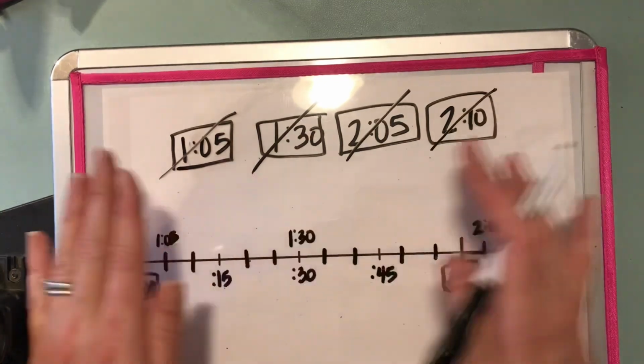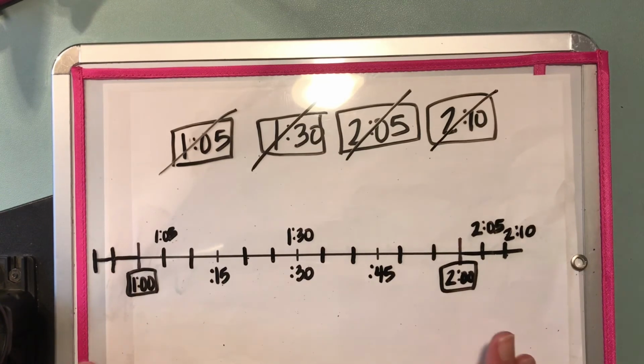Now I've found my times on my timeline. So that is your job today. This is review of what we did yesterday, but now we're using digital time to plot it on the number line. Good luck with your assignment, and I know you guys are going to do a great job.